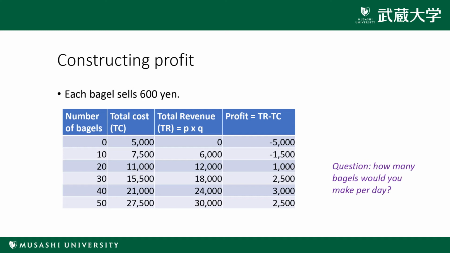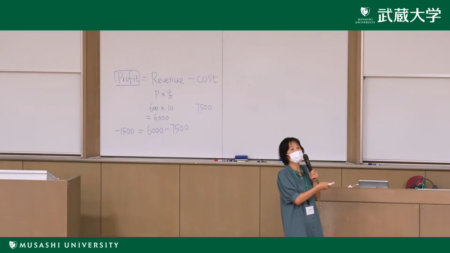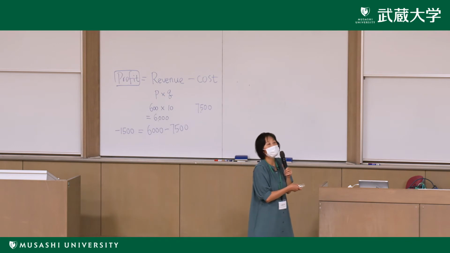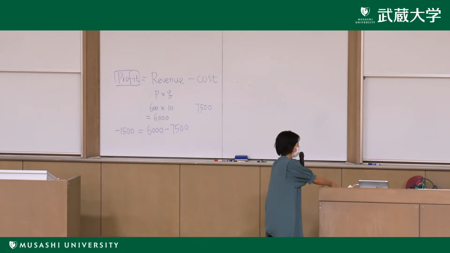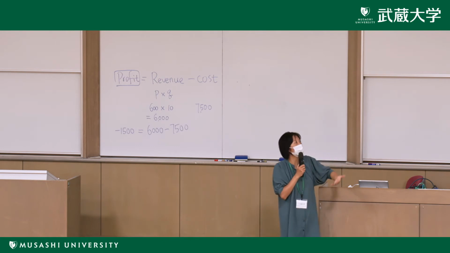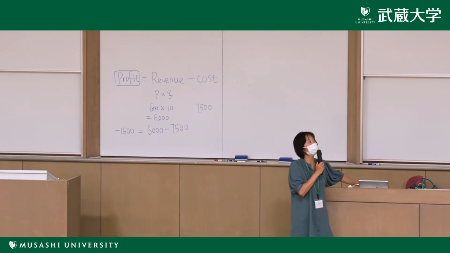At 50, as you can see, of course, your total revenue is higher, but your total cost is also higher, right? So your profit is actually lower. So it doesn't make sense to produce 50 because your profit is smaller than at 40. Okay, so this is just the introduction to the intuition behind what we're going to do.